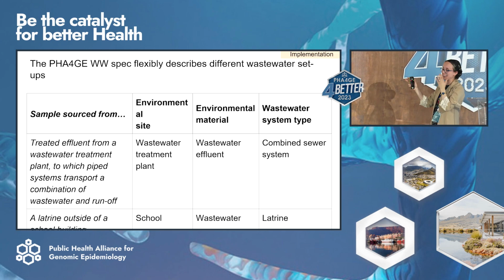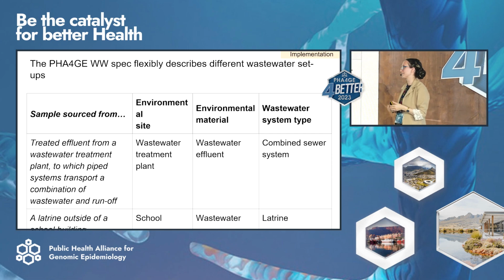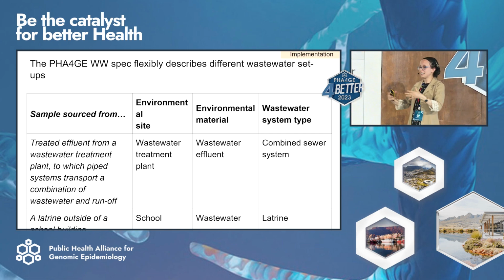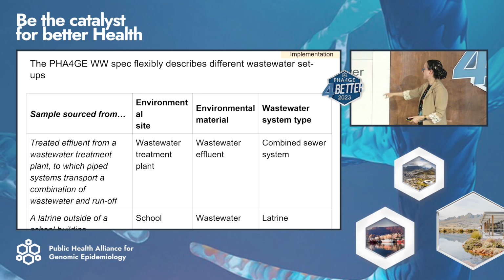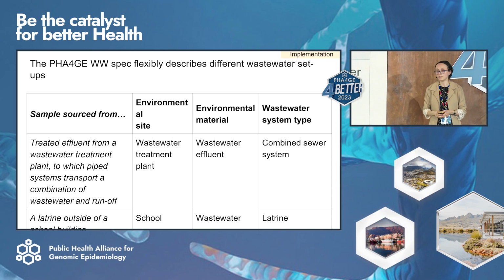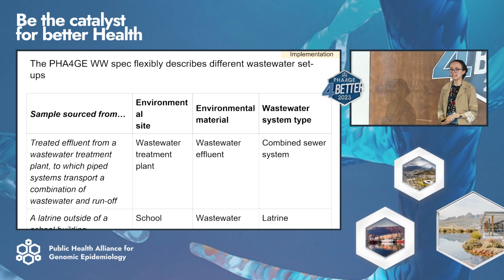But our spec is meant to be succinct and comprehensive in how it describes different types of wastewater setups. So with these 3 fields, you can describe different setups. So for example, if you have treated effluent that's coming from a wastewater treatment plant, and if this plant receives both wastewater and also runoff, with these 3 fields, all of which have pick lists, so you're not entering these yourself, you're choosing amongst terms that have been pre-established, you can describe that it came from a wastewater treatment plant, that it's effluent as opposed to raw wastewater, and that this is a combined sewer system, meaning it has runoff as well. And there are a couple of other examples that if you want to see, you can ask me for it later.